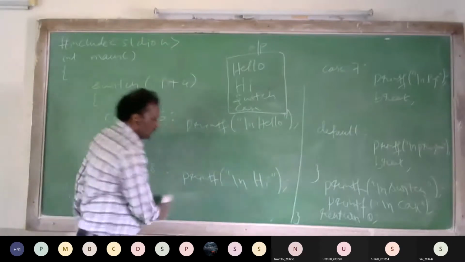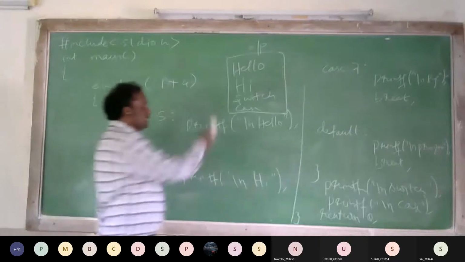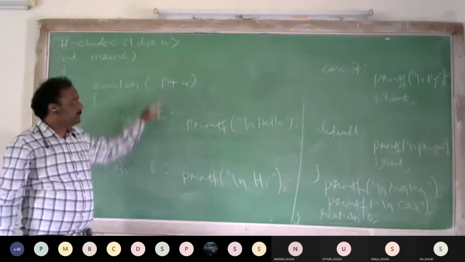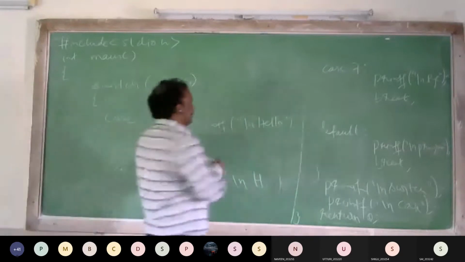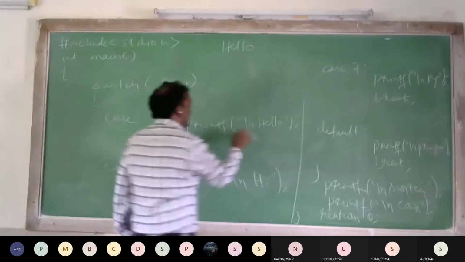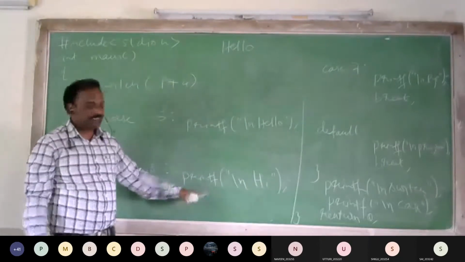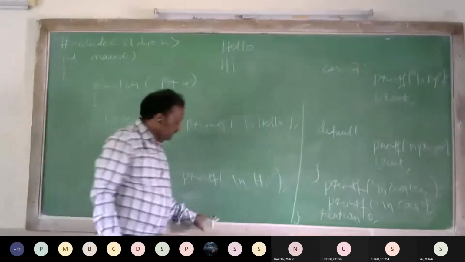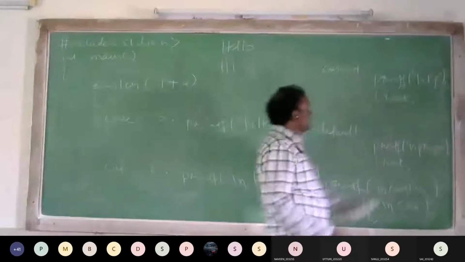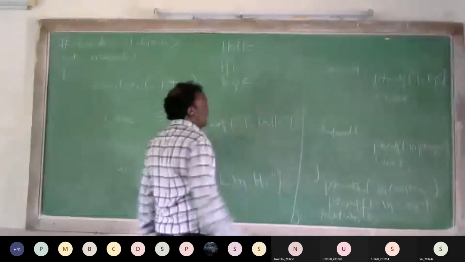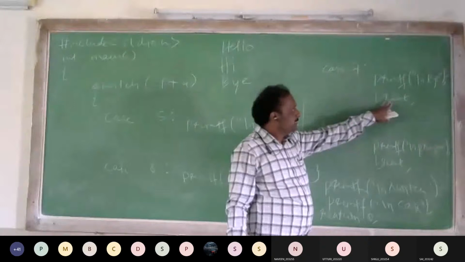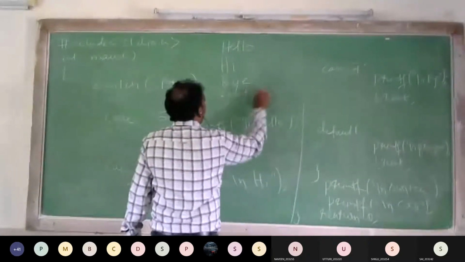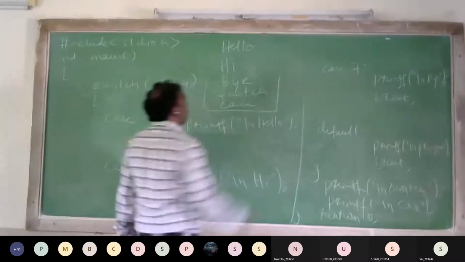Now, what happens if break is not here? Now, 1 plus 4 is 5. 5 is matching with 5. So it will print hello. Since there is no break, next statement is executed. What is the next statement? Next statement is hi. Now, since there is no break, what is the next statement? Next statement is bye. Here a break statement is there, so control will come outside. So what are the next statements? Switch case. So this is the output of this program.